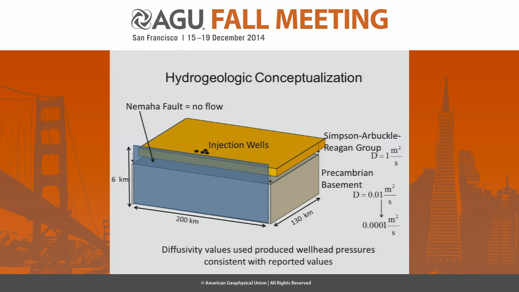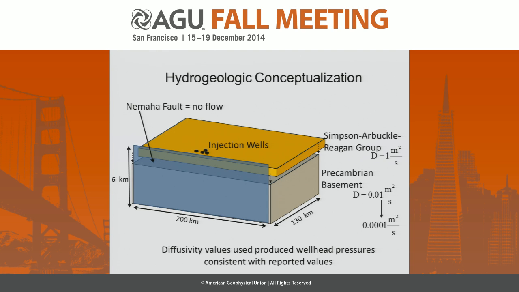And this gray block here is the basement. And then this is the injection interval on top of the basement. And then here is the Nemaha fault. And then we're assuming it's no flow. And if we call that dead, that's OK. And the dimension of the model is about 130 kilometers east-west, and then 200 north-south, and then 6 kilometers in the vertical direction.